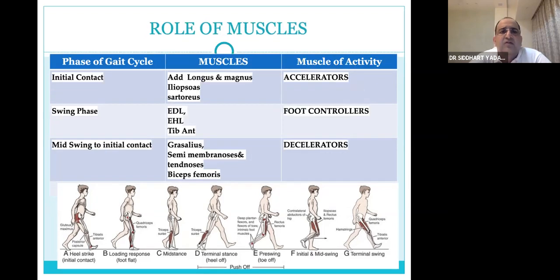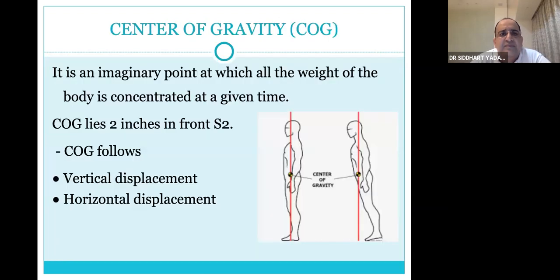Now, during initial contact, the adductor longus, adductor magnus, iliopsoas, and sartorius are active, and their activity is as accelerator muscles. During swing phase, EDL, FHL, and tibialis anterior are active, and they are the foot controllers. From mid swing to initial swing, gracilis, semimembranosus, semitendinosus, and biceps femoris are active, and they are decelerators.